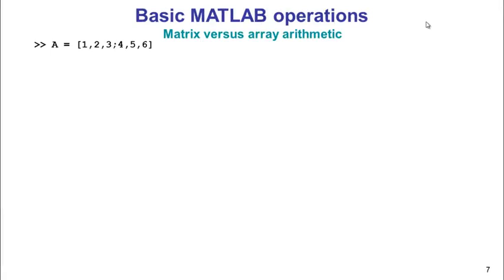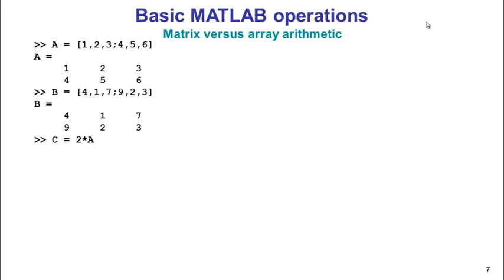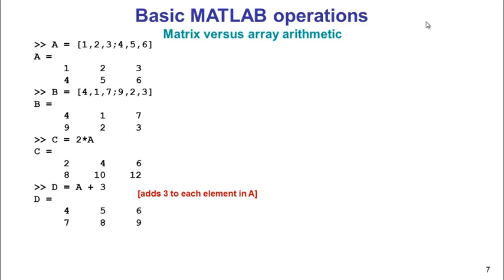If you have a 2 by 3 array A with the numbers 1 through 6 arranged like this, as we've seen, and then you have a second 2 by 3 array called B with 6 different numbers, it's easy to perform arithmetic manipulations on the arrays A and B. For instance, you could say C equals 2 times A, and that will just multiply 2 times each element of A. You could say D equals A plus 3, that will add 3 to each element of A.